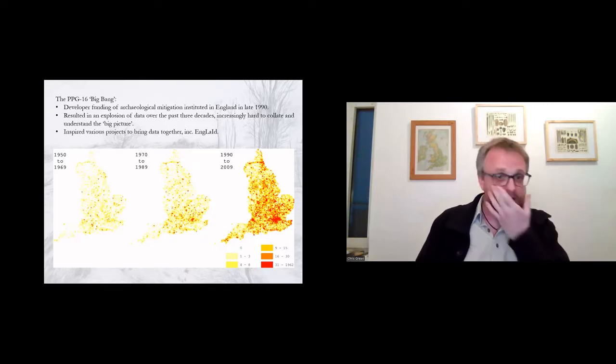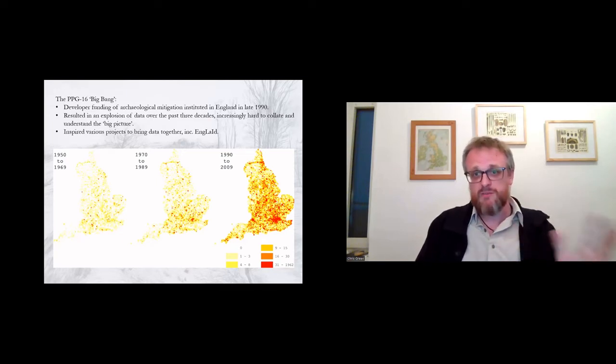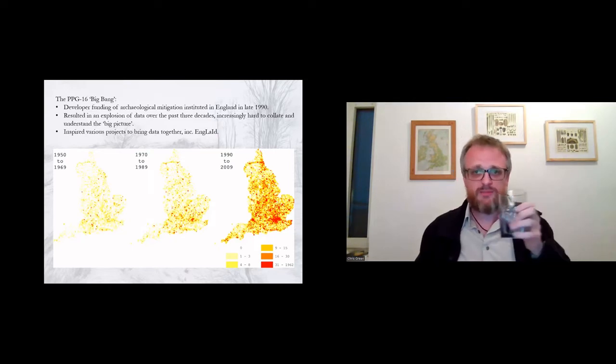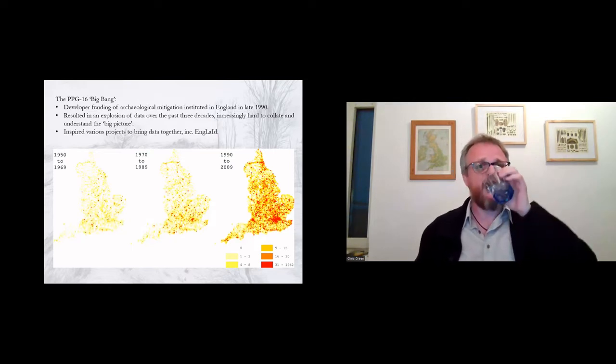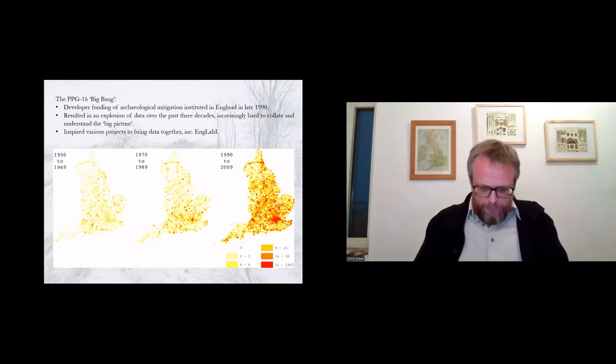Although you can also see that there is a clear bias in the areas of the country which see more fieldwork, because there's clearly less in upland areas of the north and the west, because people are building fewer housing estates and that sort of thing, gravel pits and so on.